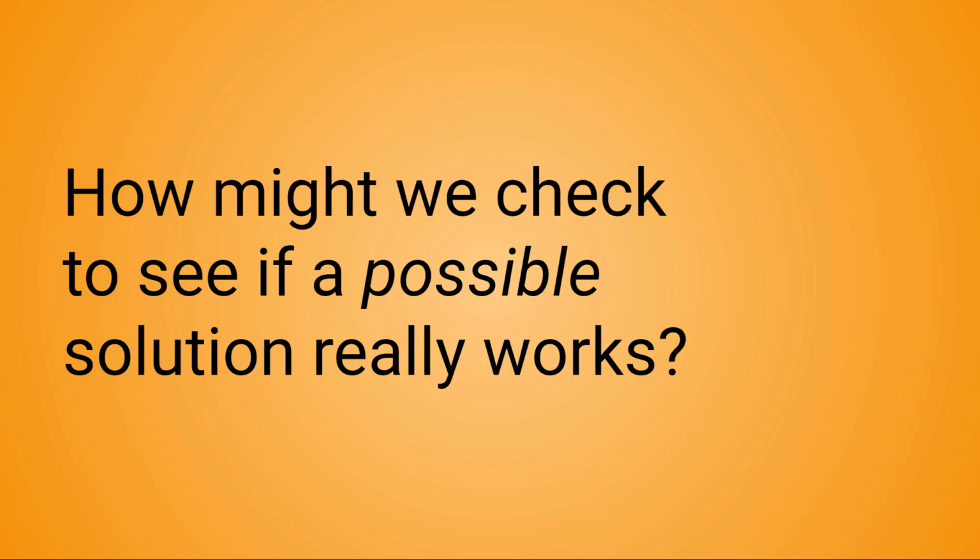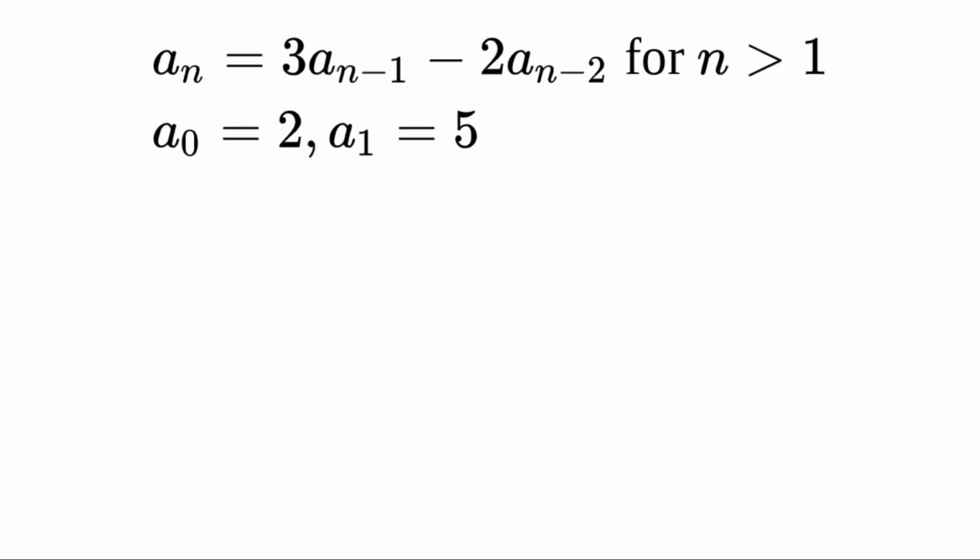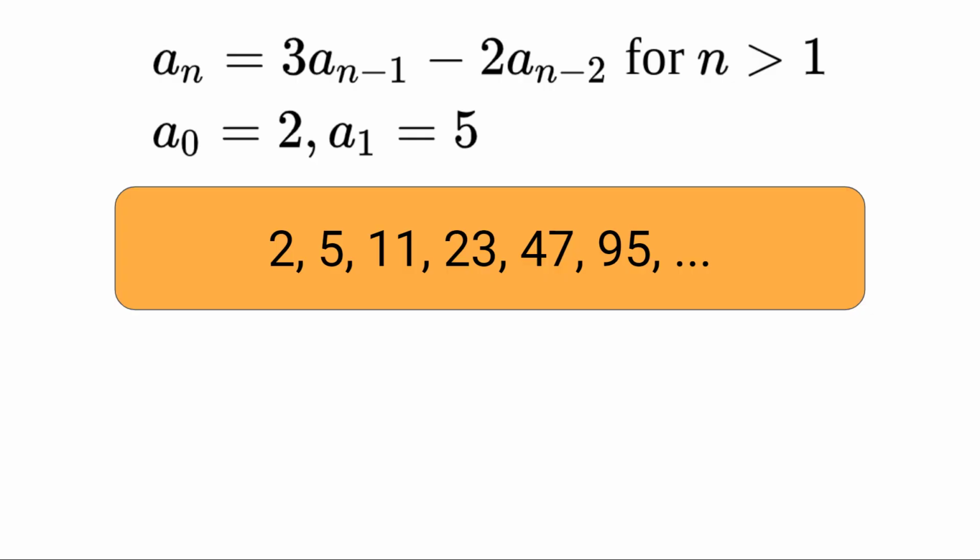For example, look at this recurrence relation for a sequence called a_n. It's defined recursively with a recurrence relation a_n equals 3a_{n-1} minus 2a_{n-2}, with initial conditions a_0 equals 2 and a_1 equals 5. Now, with that information, you can check, and should check if you want some practice, that the first 6 terms of the sequence are 2, 5, 11, 23, 47, and 95.